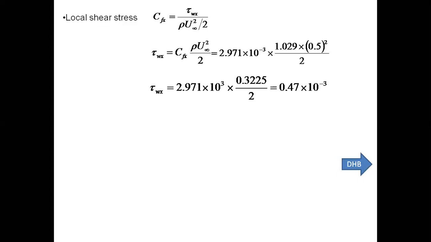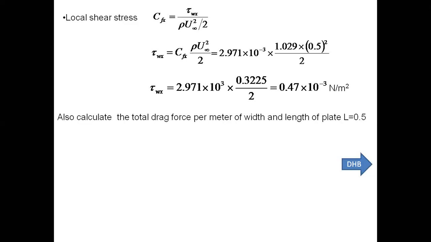If I rearrange the terms, I get tau Wx is equal to CFX into rho u square by 2. Okay. So in this equation, I know CFX, which I have calculated already. Density I have read from the data handbook. U infinity is given. Substitute all the values. You get the value of the local shear stress, which is 0.47 into 10 to the power minus 3 Newton per meter square. Okay. So all three values we have determined here. That completes it. Let's see, can we add to this? It is not given in the problem.